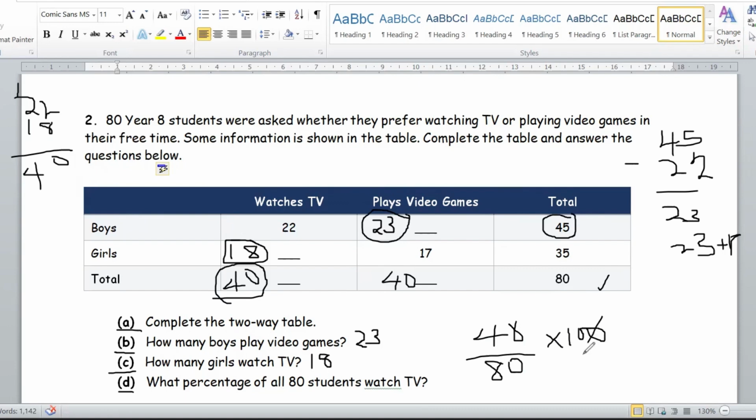So what's the next thing we'll do? Let's cancel out these values. This is 40. 8 divided by 8 here is 1, and 40 divided by 8 should give us 5. So we'll have 5 and this is 10. 5 times 10 should give us 50 as our final answer. So for question D, the percentage of the 80 students that watch TV should be 50 percent.